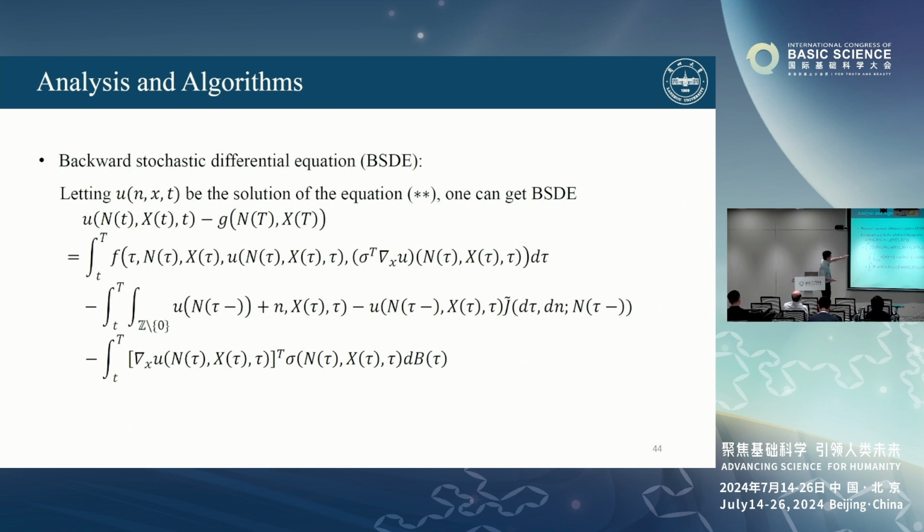So we can generate a lot of samples. These samples are a training set. If we use these samples to train, then we can get U. If we can get U, then the solution of the PDE is obtained. This is the basic idea of how to use BSDE to solve the PDE.